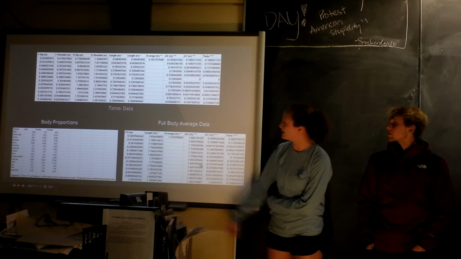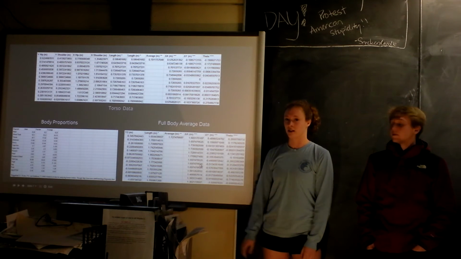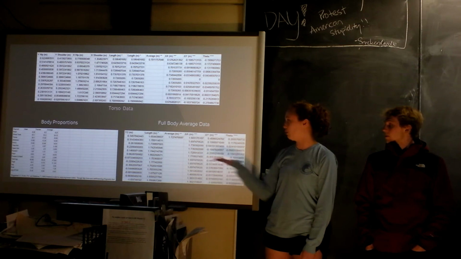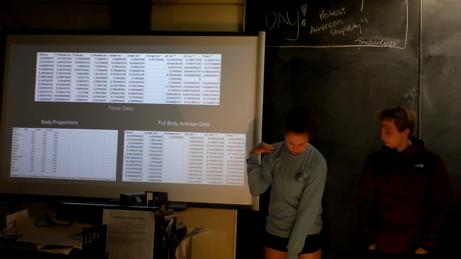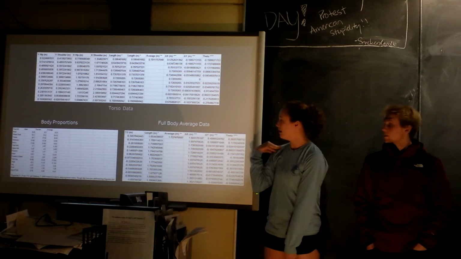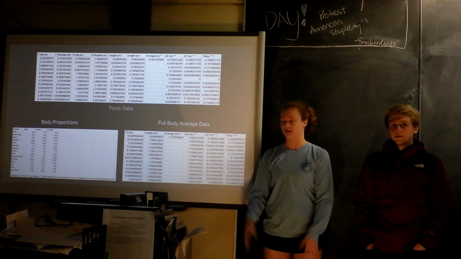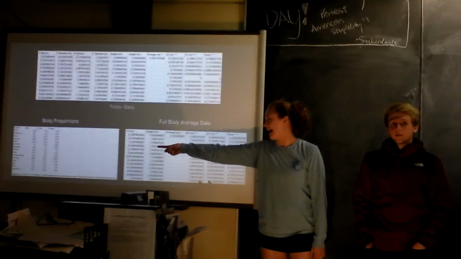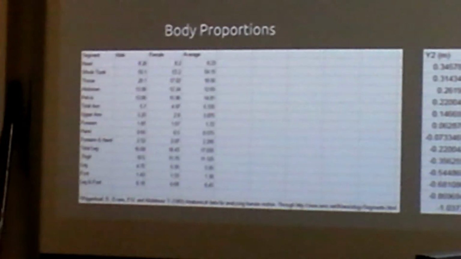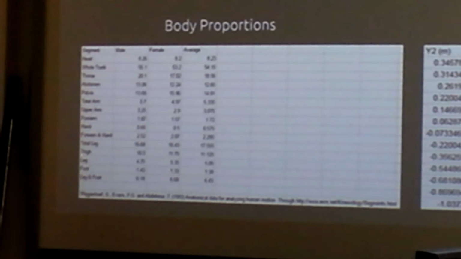And then this is our torso data, along with the arm and leg data, and then we did a full body average, from my shoulder to my ankle, and we compared that with the rest of the values we got. And then we found this cool website, or Dean did, that had body proportions, so we could line them up with my lengths, my arms and stuff, to make sure we were correct.